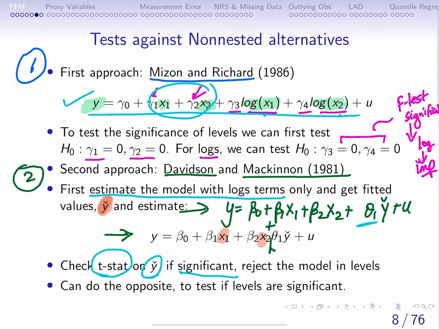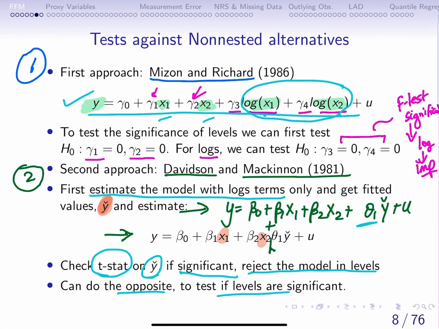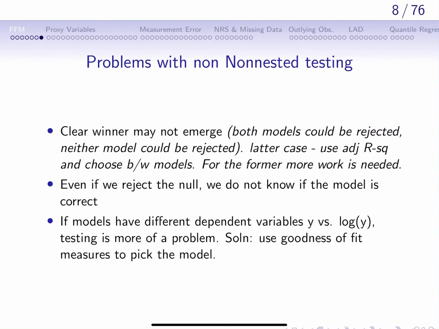And if it is significant, then we reject the model in levels, and then we can do the opposite as well, which your book talks about, to test if levels are significant, okay? In which case, basically, you're going to be running a regression of y on x1 and x2 and getting the y caret, and you're going to be removing these from the regression, okay? And then you're going to be doing the same type of exercise.